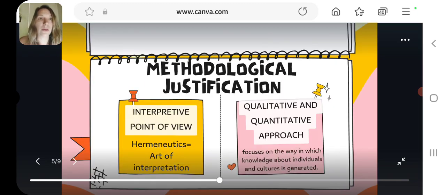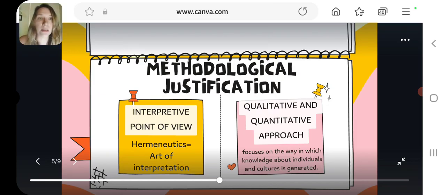Then we move to the methodological justification, which is approached from the interpretive point of view. For this, we need to conceptualize hermeneutics, which is, in general terms, the art of interpretation. As such, hermeneutics has a rich history and can now be identified with 4 major fields of knowledge, which are conservative, critical, radical, and moderate.